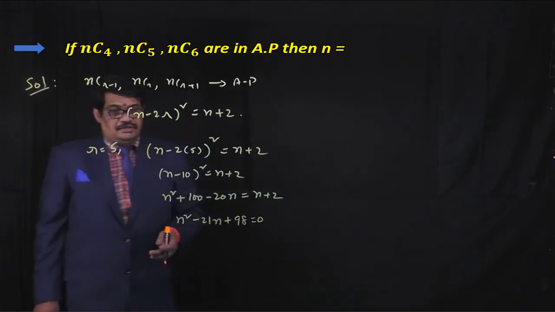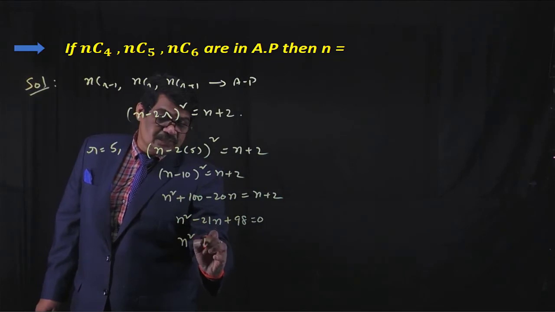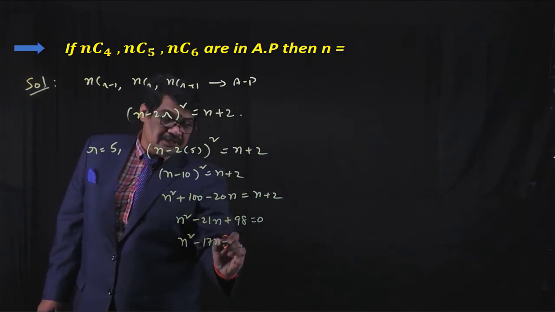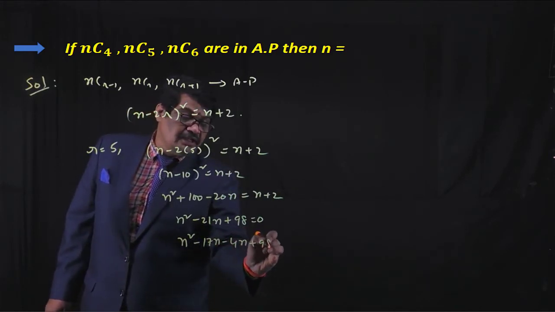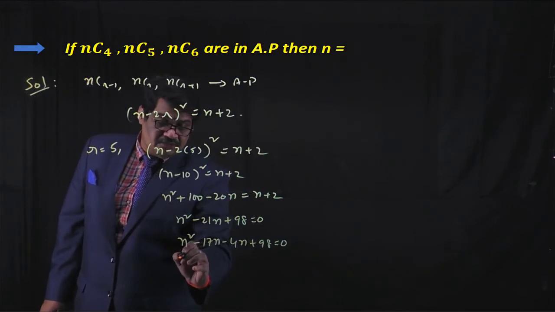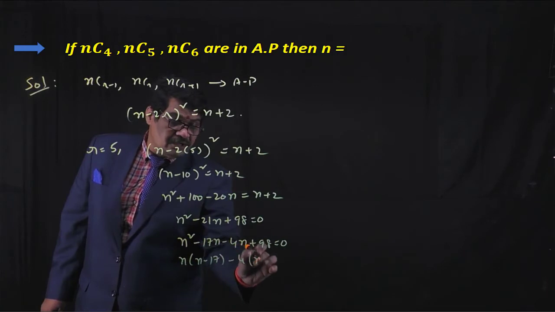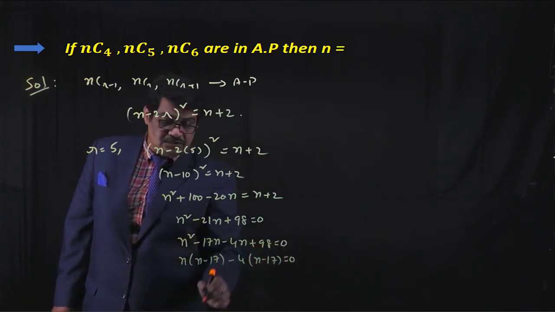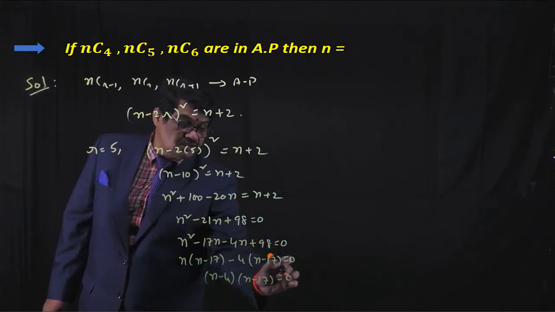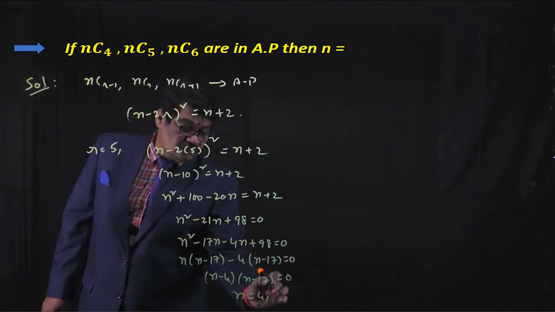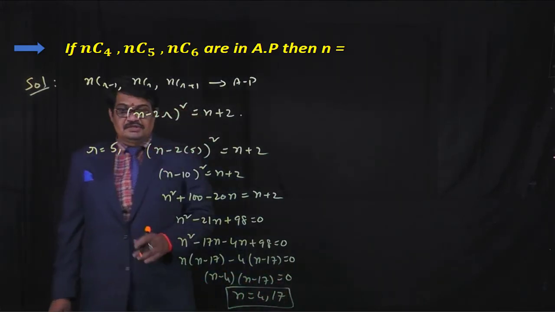Then we are factorizing this equation, that is n² − 17n − 4n + 98 = 0. From that we take n common: n(n − 17), here −4 is common, (n − 17) = 0. So we are getting (n − 4)(n − 17) = 0. From that n = 4, 17. So the value of n is either 4 or 17.